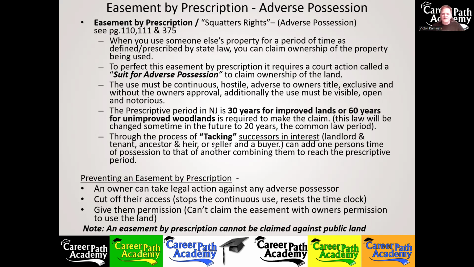So through the process of, okay, now that prescriptive period is the amount of time prescribed by law. It's 30 years for improved lands and 60 years for unimproved lands that we need to know for our exams. That law is going to be changed in the future. They're going to do away with the 30-year and 60-year period and go with the common law 20-year period. But they've been working on that for, I forget, somewhere between 14 and 16 years already. And that legislation, which they all agreed on, has just been sitting there waiting for them to take up a vote.